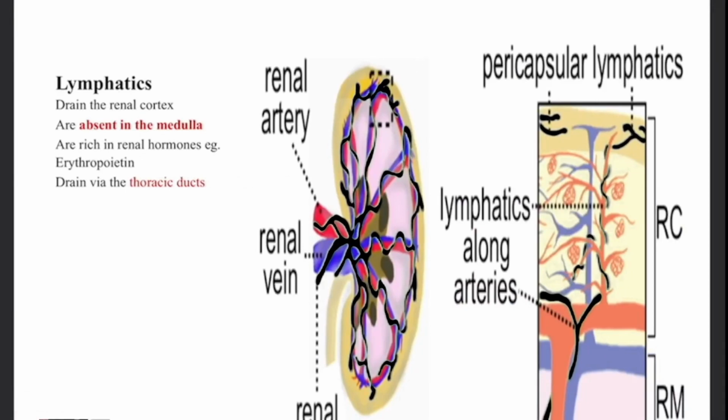About the lymphatics, lymphatics drain the renal cortex. In the medulla, there are no lymphatics. The lymphatics drain the excess fluid that is not passing through the renal vein, and it is rich in erythropoietin. And the lymph is drained via the thoracic duct, about which we will study later.